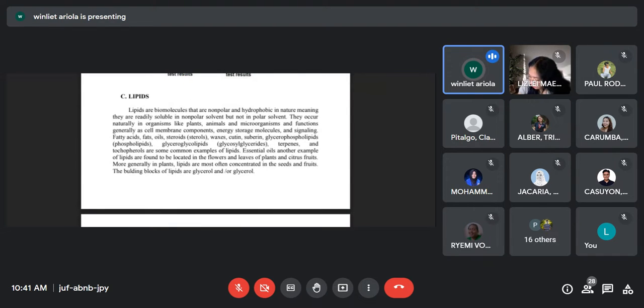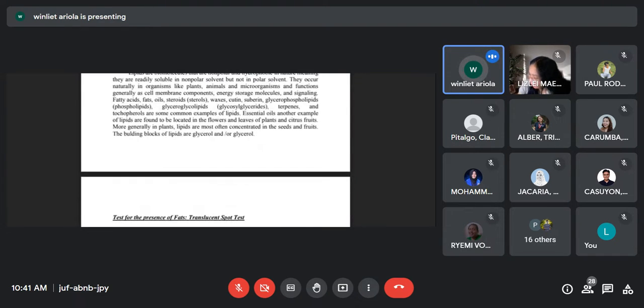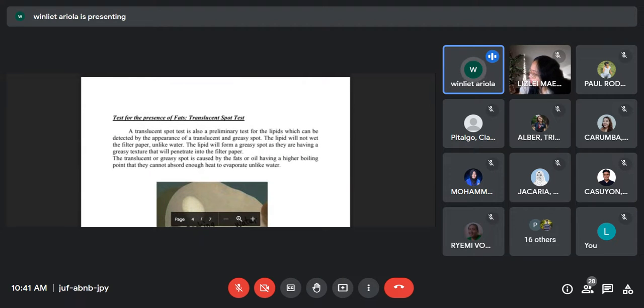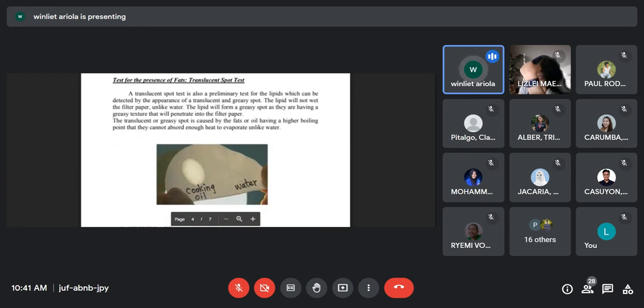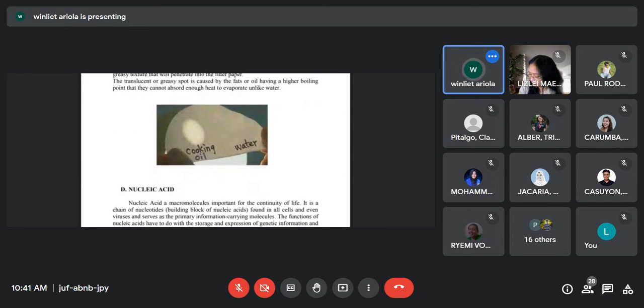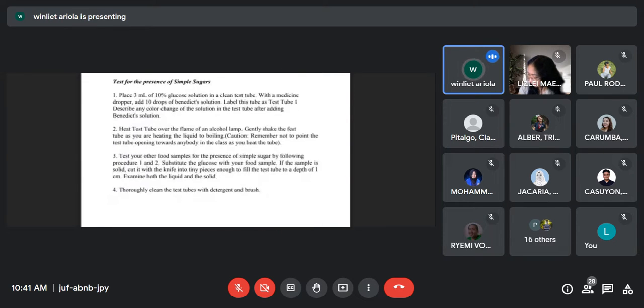So ito na yun siya, hindi naka-base sa color change, but naka-base sa presence or absence of the translucent spot test. So that is, if you want to test for the presence of fats, you will be using translucent spot test. So kung may ganito, may translucent spot, that is positive for fats. But kung wala, just like the water, it will not give you the translucent spot. So that is negative for the presence of fats and nucleic acids.